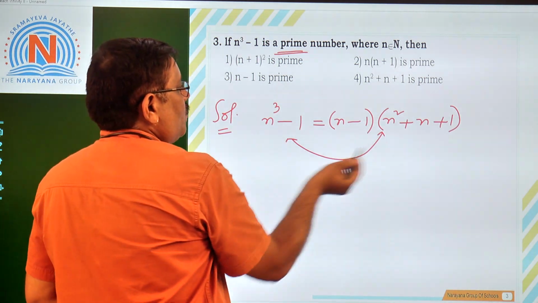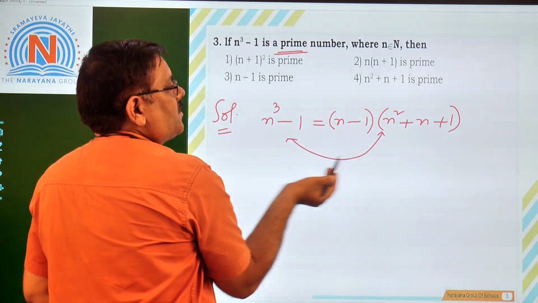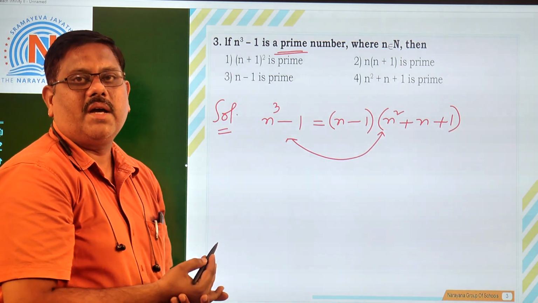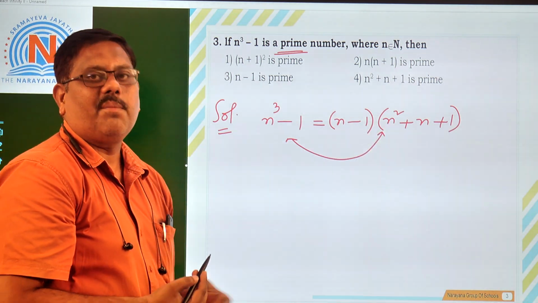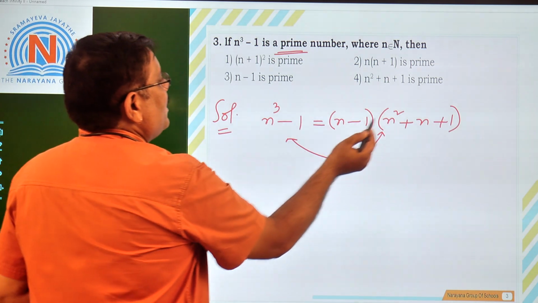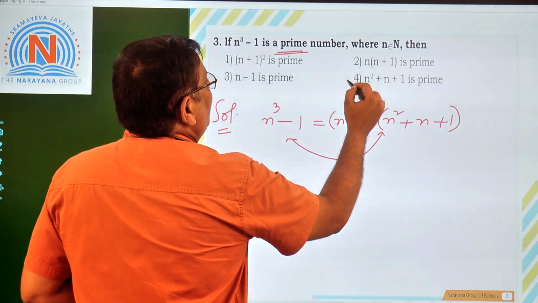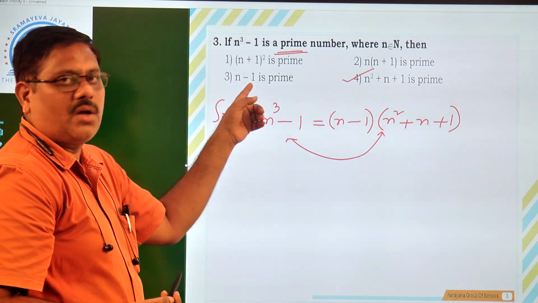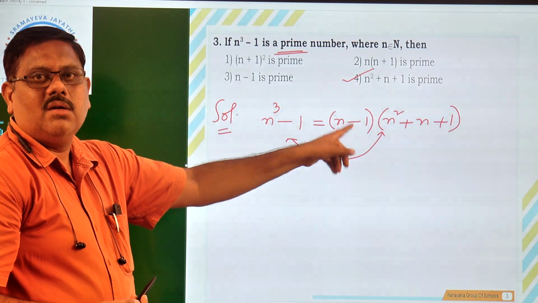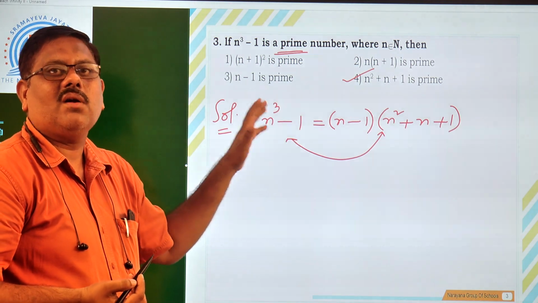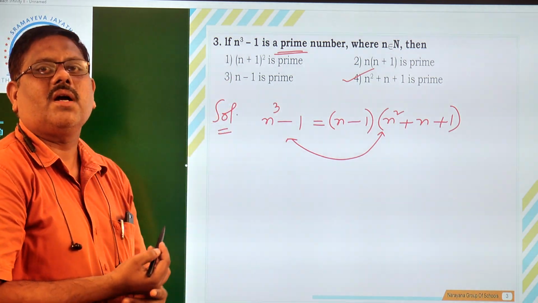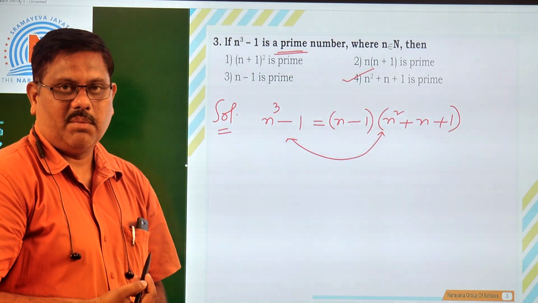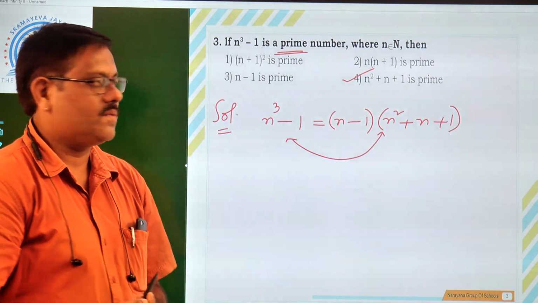So as these two are equal, n square plus n plus 1 is having the same nature as that of n cube minus 1. This is also a prime number. So n square plus n plus 1 is a prime number. So fourth option is the right answer. Here n minus 1 cannot be prime. It is equal to 1. So 1 is neither prime nor composite. So third option we cannot consider. The only right option is n square plus n plus 1 is a prime number. Fine. Now let us move to the next question.